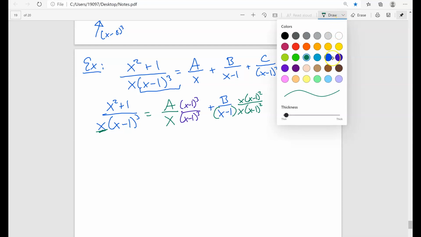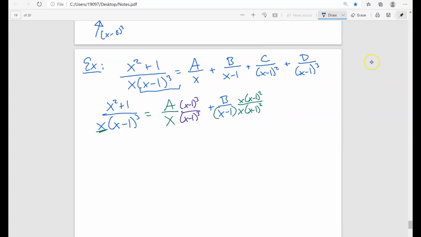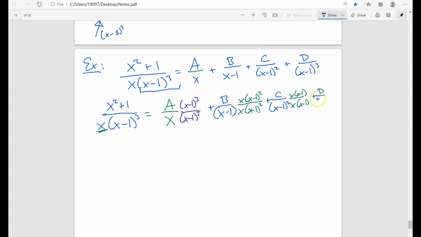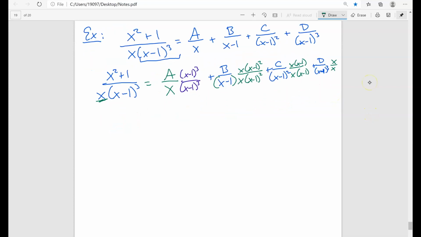Okay. And then you're going to have the next one, which is going to be c over x minus 1 squared. What that guy needs, you're going to need another x and then an extra x minus 1. And then finally, you just have this d over x minus 1 cubed. The only thing that we really need for this guy is just going to be an x. So x and x on both top and bottom. Okay, so a little bit more involved.